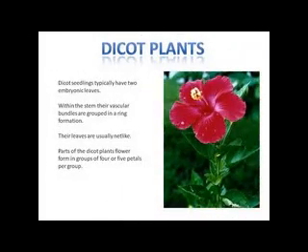Dicot seedlings typically have 2 embryonic leaves. Within the stem, their vascular bundles are grouped together in a ring formation around the outside. Their leaves usually look really net-like, and parts of the dicot plant actually flower as well, and it forms usually in groups of 4 or 5 petals per flower.